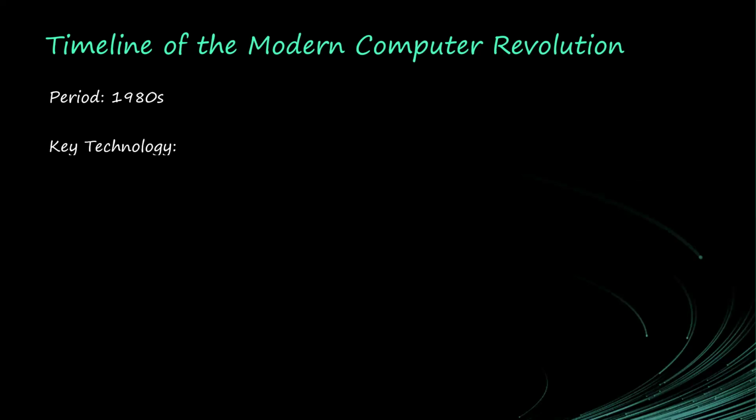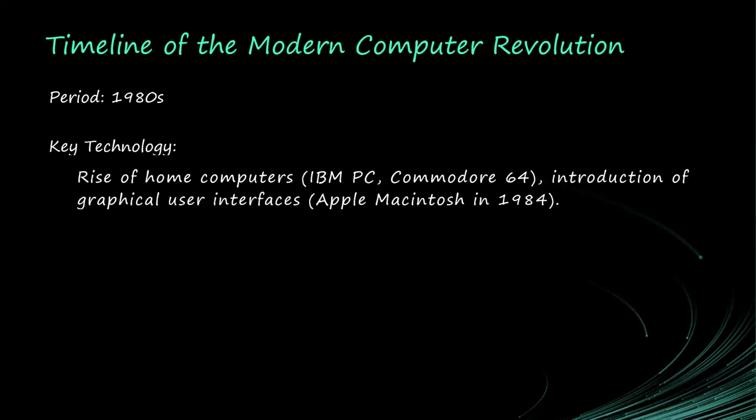So in the 1970s, the key technology was the invention of microprocessors. In the 1980s, there was the rise of home computers. The IBM PC and Commodore 64 were home computers. There was also the introduction of graphical user interfaces, so users can actually see programs on their monitor and click on them. Apple Macintosh came in 1984.